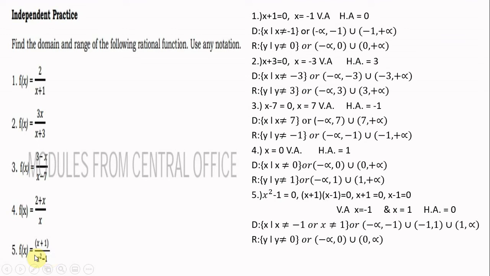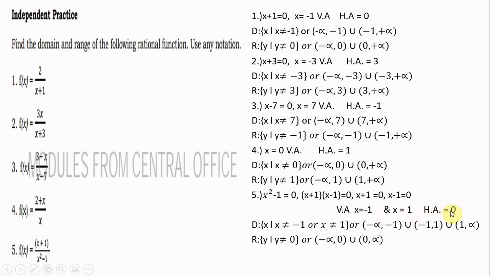Number 5. Our number 5 is f of x equals the quantity x plus 1 over x squared minus 1. The same procedure we will be doing. Equate the denominator to 0, so x squared minus 1 equals 0. Then factor, since this is a difference of perfect squares, the factors are the quantity x plus 1 and the quantity x minus 1 equals 0. So equate x plus 1 to 0 and equate x minus 1 to 0. When x plus 1 equals 0, x equals negative 1. So this is our vertical asymptote. And x minus 1 equals 0, so x is positive 1. So there are two vertical asymptotes, negative 1 and positive 1.